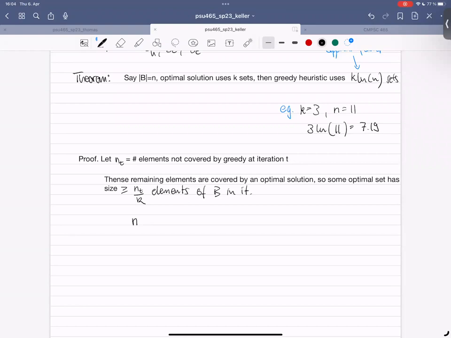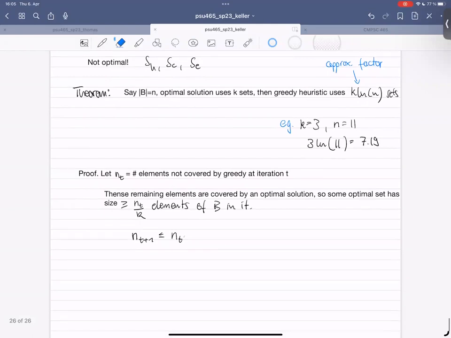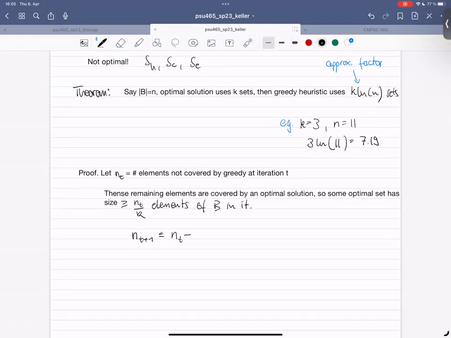So let's just write this down. What this statement says is that n_{t+1}, the number of elements that will be uncovered in the next iteration, can be at most n_t, the number of elements uncovered in the previous iteration, minus n_t over k.